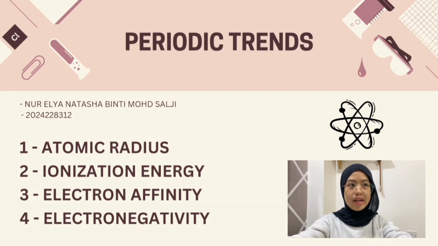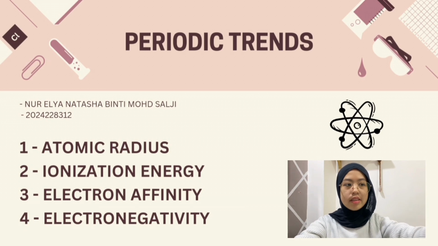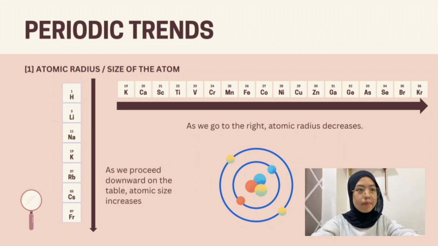The first periodic trend is atomic radius, the second one is ionization energy, the third one is electron affinity, and the last one is electronegativity. We go through the first one first. The first one is atomic radius, or we can say the size of the atom.